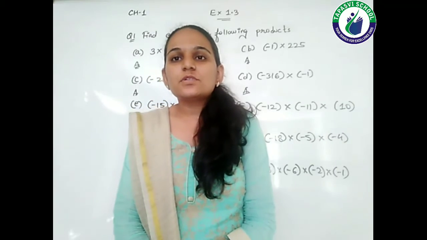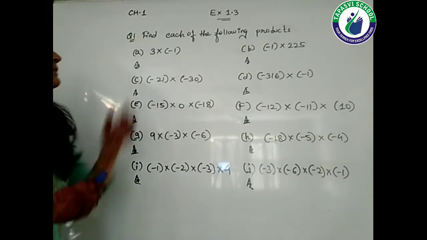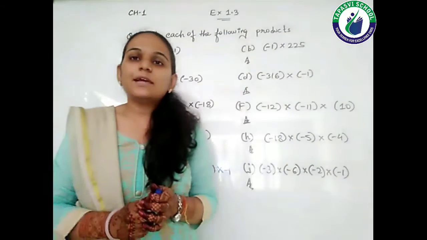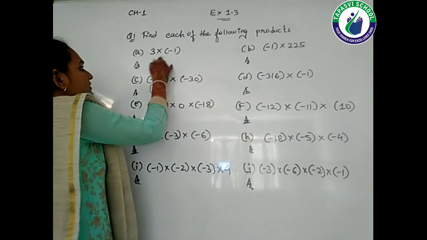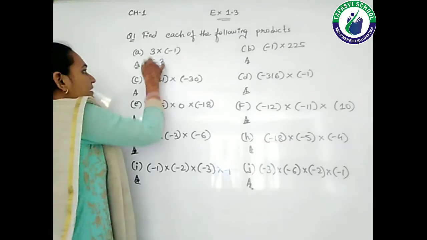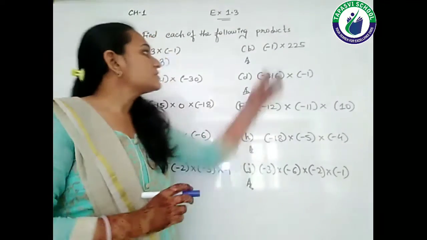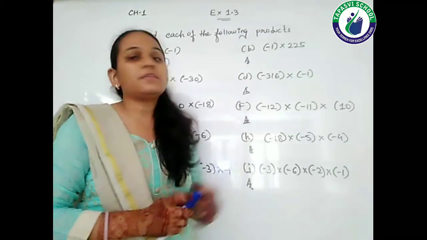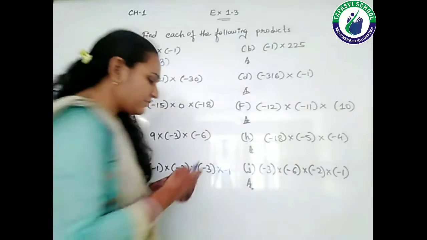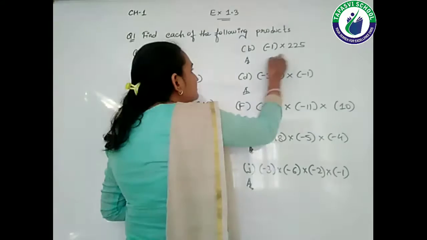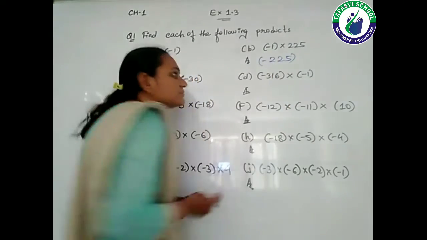So let's see these questions, students. First one is 3 multiplied by minus 1. First of all multiply 3 and 1, so you will get the answer as 3, and plus minus will be minus. Second question, students, minus 1 into 225. First of all multiply them. So 1 multiplied by 225 is 225, and minus plus is minus.